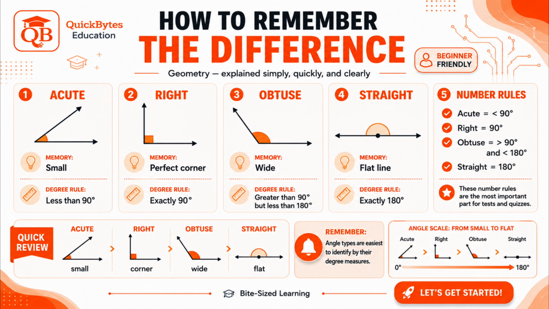Here's a simple way to remember the 4 types. Acute angles are small. Right angles are perfect corners. Obtuse angles are wide. Straight angles are flat lines.